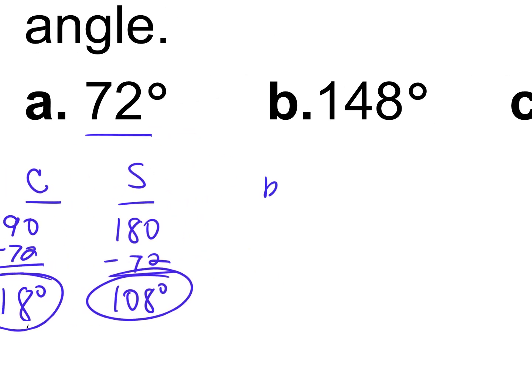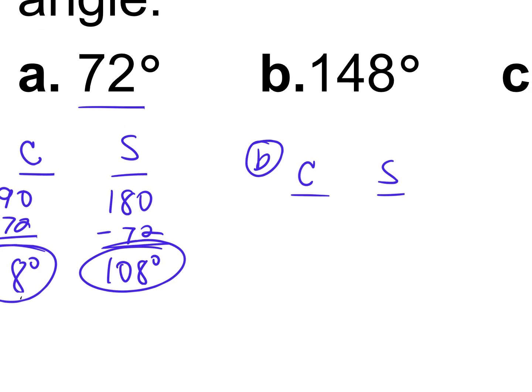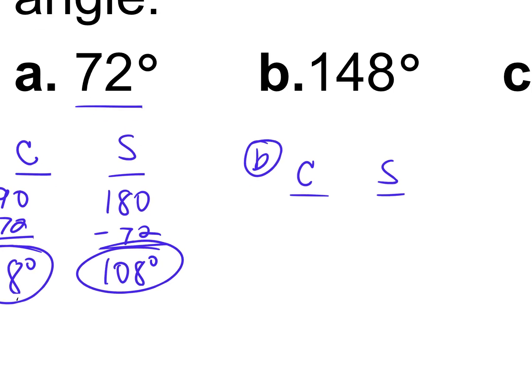This is what I need to see from you guys. B. Let's do complement and supplement. Remember, it's two positive angles that add up to give you the total. So I say 90 minus 148. Is that going to give me a positive number? No. So you would tell me here there's no complement.